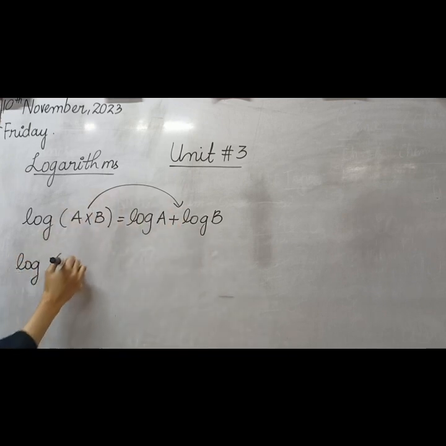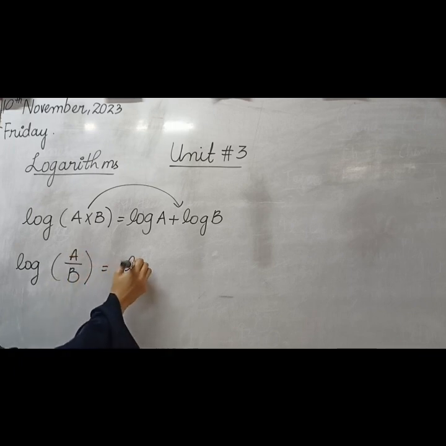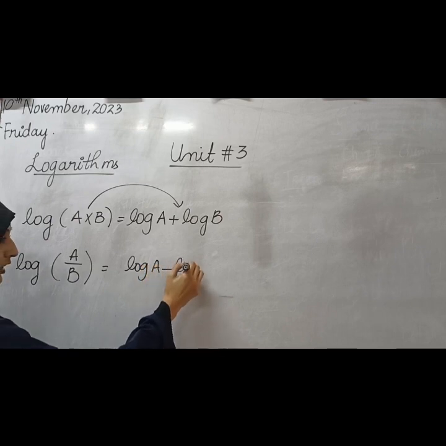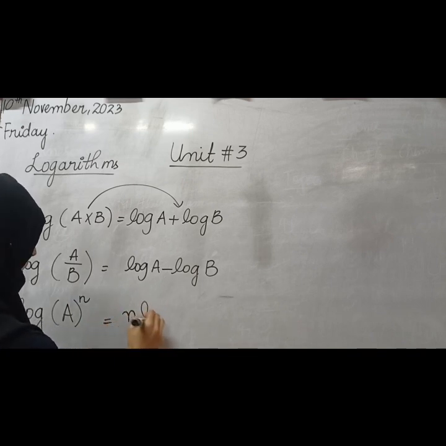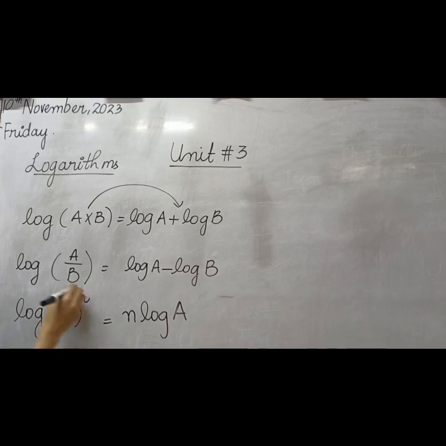Similarly, log of a over b can be written as log of a minus log of b. First of all, we will write the numerator log of a and then the denominator log of b. The third law is if we have log with some power, for example log of a raised to power n, then it can be written as n log of a. Power will always come first. N log of a.